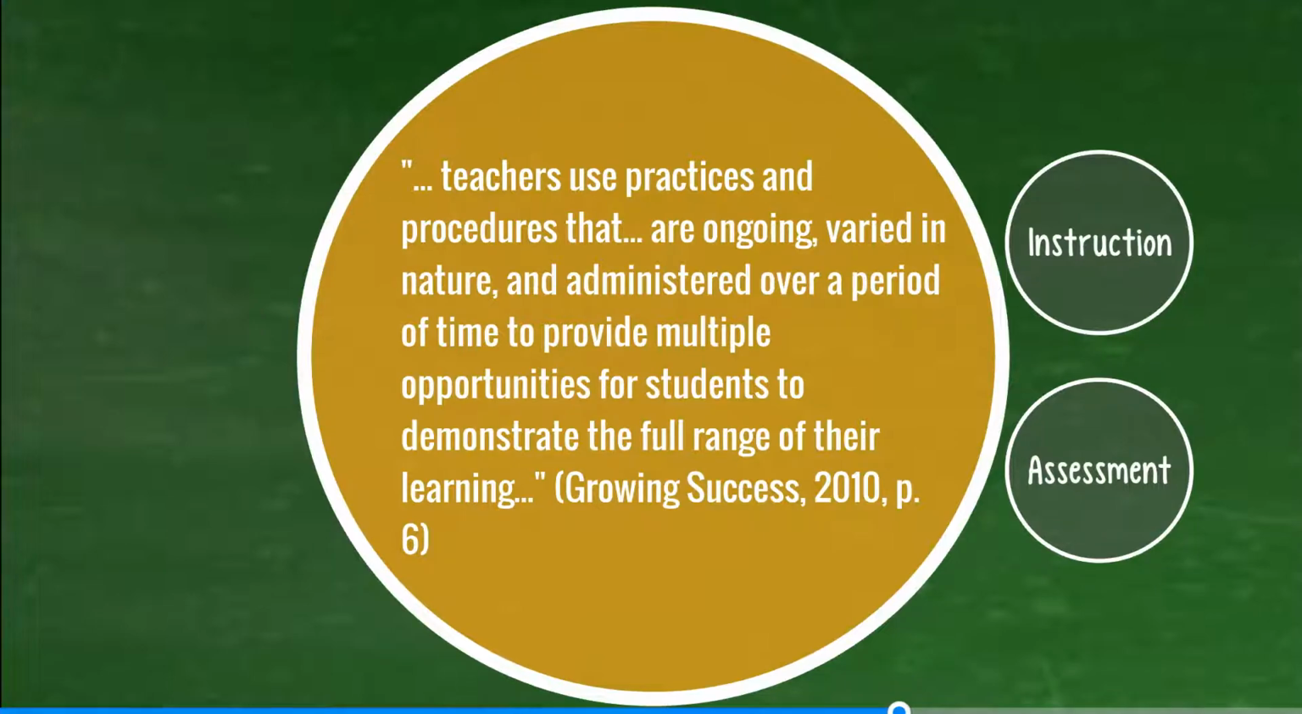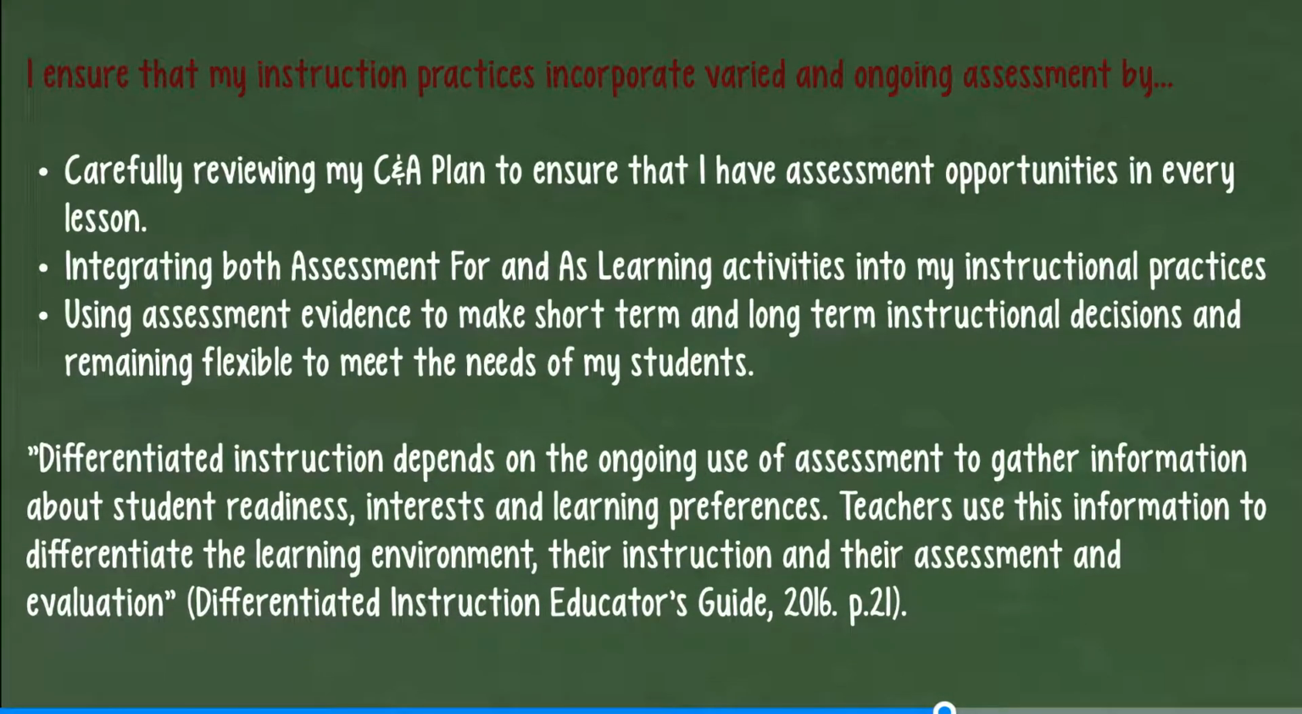Fundamental principle number 5. I ensure that my instruction practices incorporate varied and ongoing assessment by carefully reviewing my curriculum and assessment plan to ensure that I have assessment opportunities in every lesson, and by integrating both assessment for and as learning activities into my instructional practices.